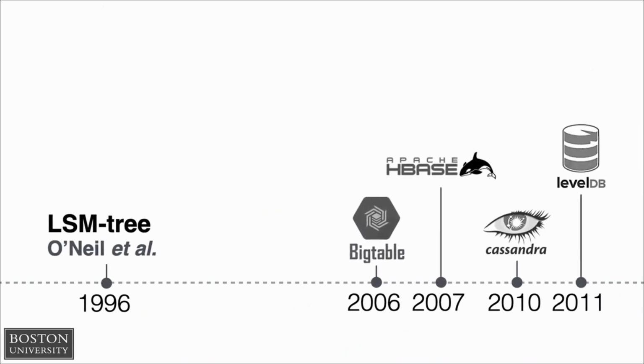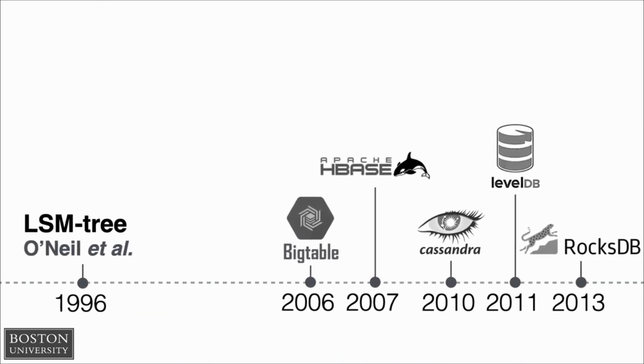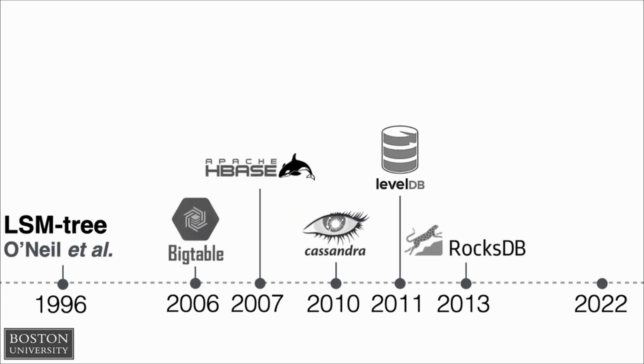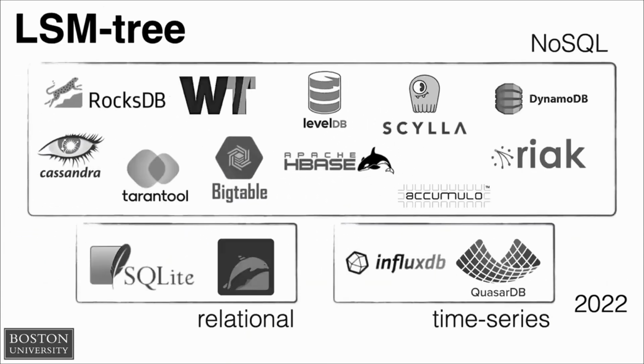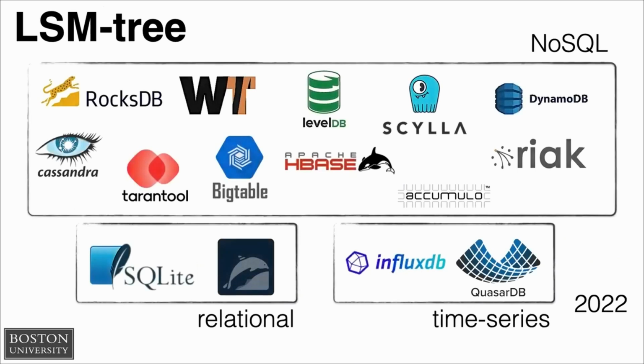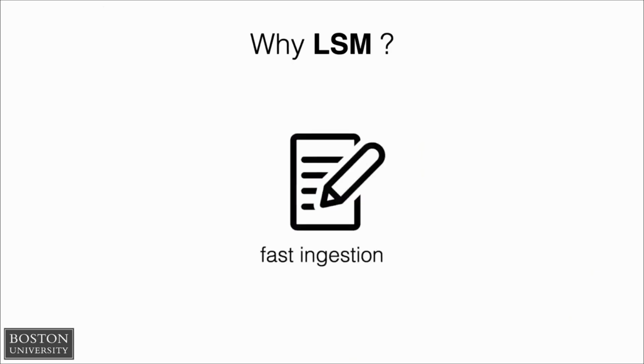We're listing a few names here: HBase, Cassandra, LevelDB, RocksDB. And today, LSM-trees are used in a variety of systems, not only as the storage engine of a key-value store, but also as a storage engine for relational systems and time-series based systems. So why LSM? LSM is good for fast ingestion.